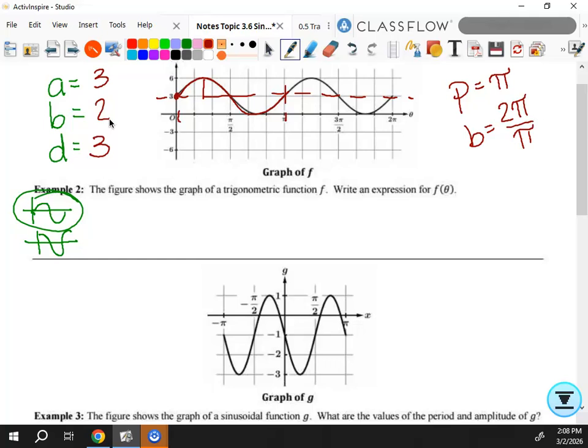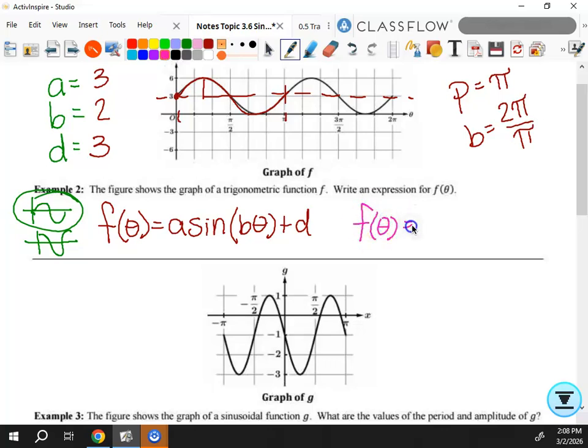Okay. So since I decided I'm writing a sine function, this is going to be f of theta equals a times the sine of b times theta plus d. Then I have a, b, and d. I can just plug those in. I get f of theta equals 3 times the sine of 2 theta plus 3.